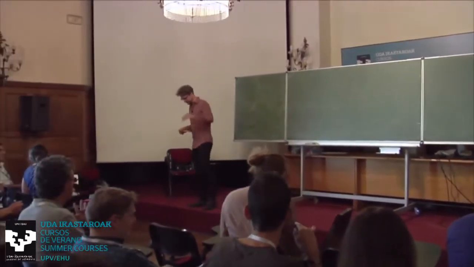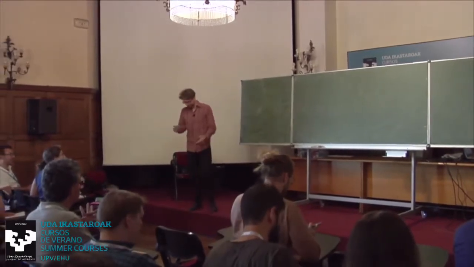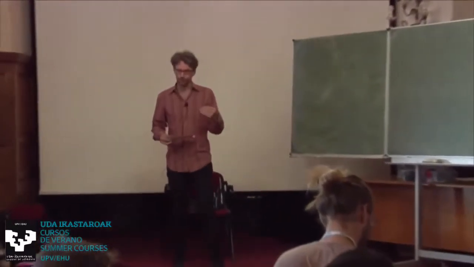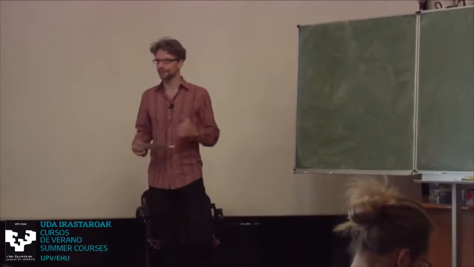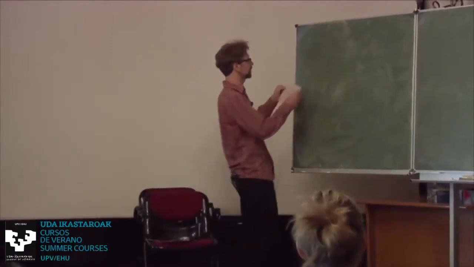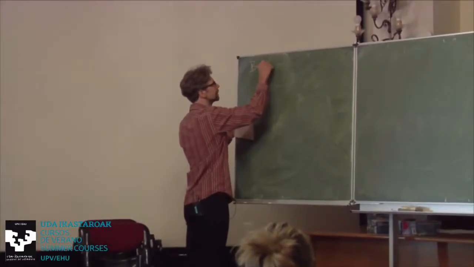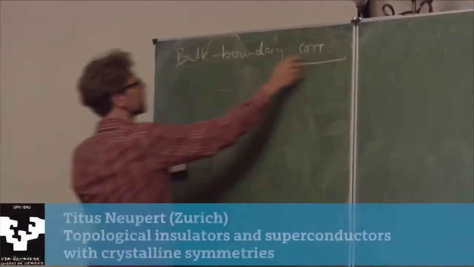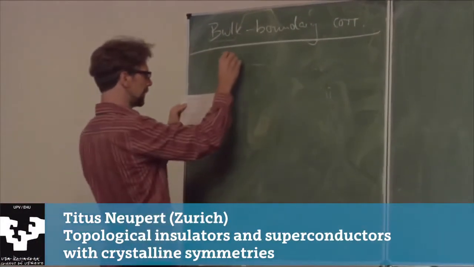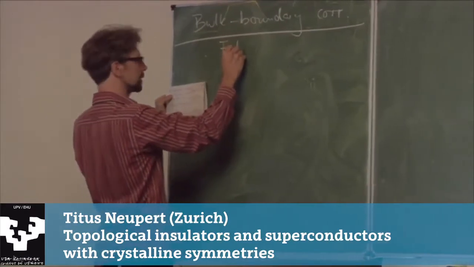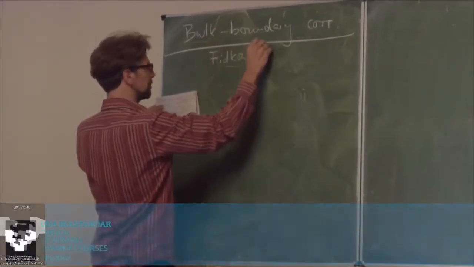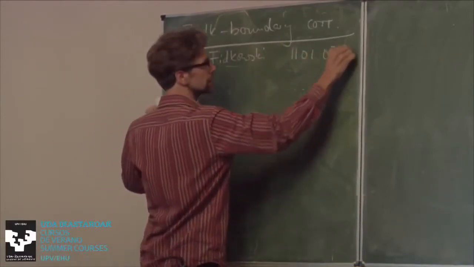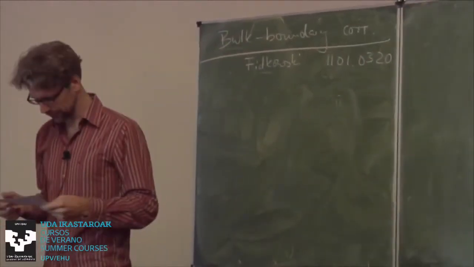So let's continue with the first part of my 3 lectures. I didn't quite finish the first part in the first lecture. And now I'll tell you how we can infer from this Wilson loop or position operator eigenvalues a bulk boundary correspondence of topological states. And this, in the way I present it, I guess is contained in the work of Witkowski and others in 1101.0320 on the archive if you're interested in the details.